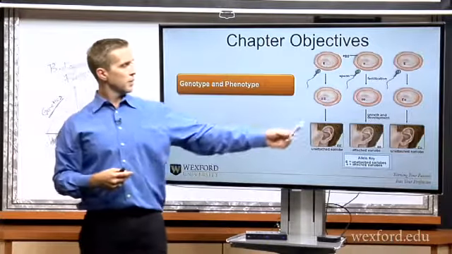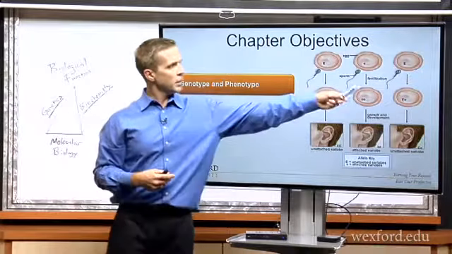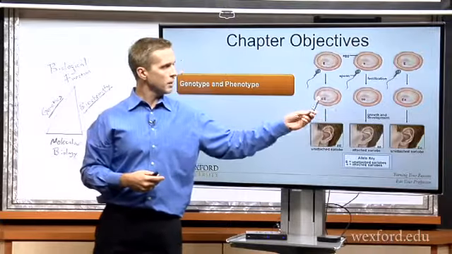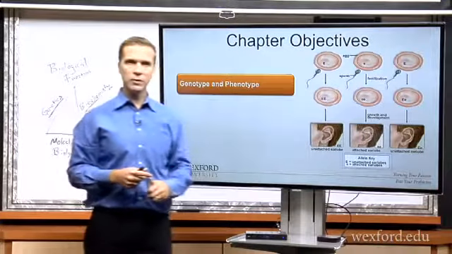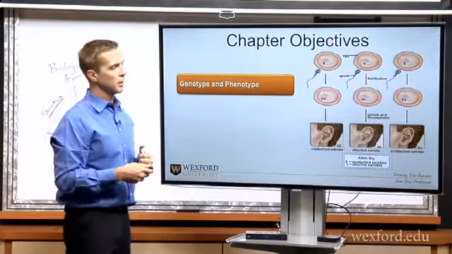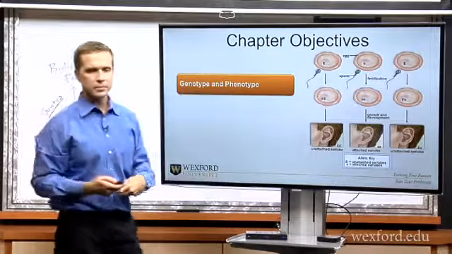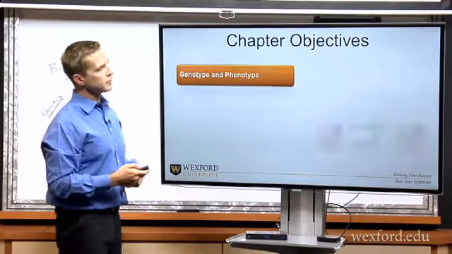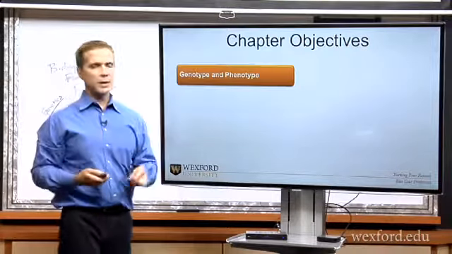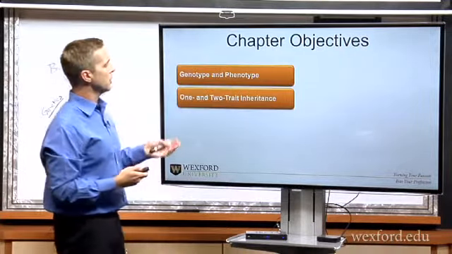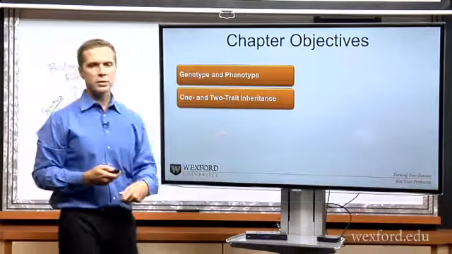So the genotypes are represented by these big E's and little e's, we're going to find out. These are what's called alleles. And then the phenotype is that physical manifestation. All right? Now, once we get that concept down, we're going to talk about one and two trait inheritance.